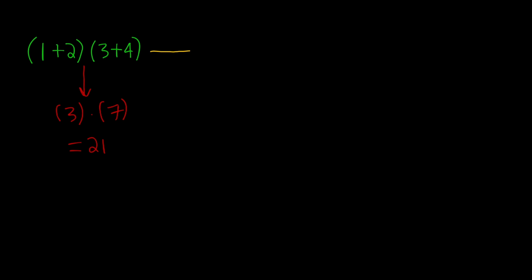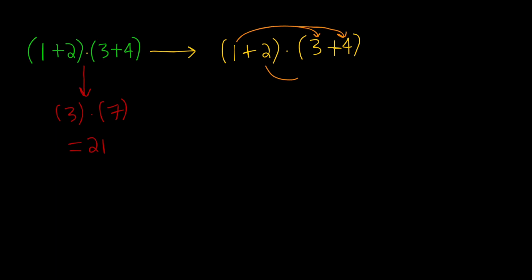But let's take it the other path now. Let's say that we're going to do it by foiling. Well, 1 plus 2 times 3 plus 4, because remember, that's what having two brackets right beside each other means. It means that we're multiplying them. It means that we're going to get 1 times 3 to start, followed by 1 times 4, followed by 2 times 3, followed by 2 times 4. And then we're going to add everything together.